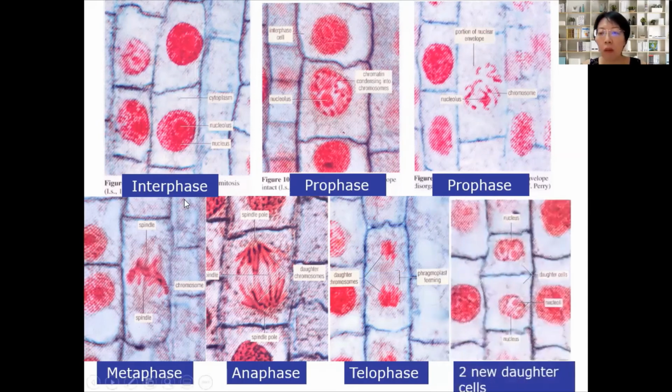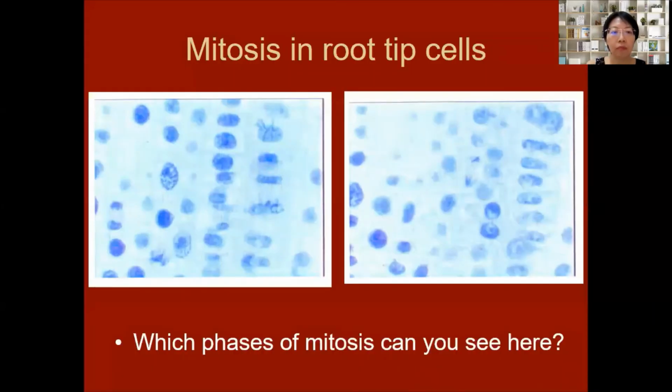So based on the size of the cell, you will know that these two cells are newly formed, because the size of this cell is half of this neighboring cell. So these two cells are newly formed, and this is the new cell plate. The new cell plate extends outwards to form the new cell wall. So it's very easy to identify based on the pattern, the size, and the location.